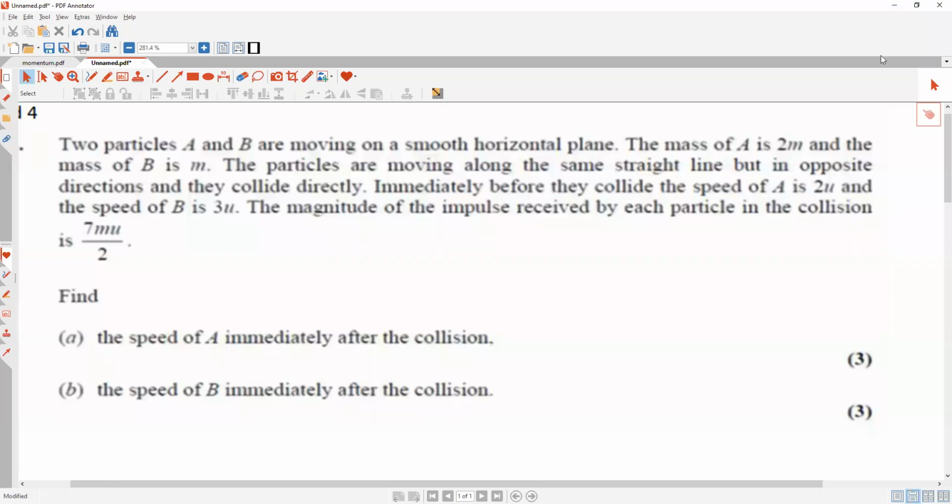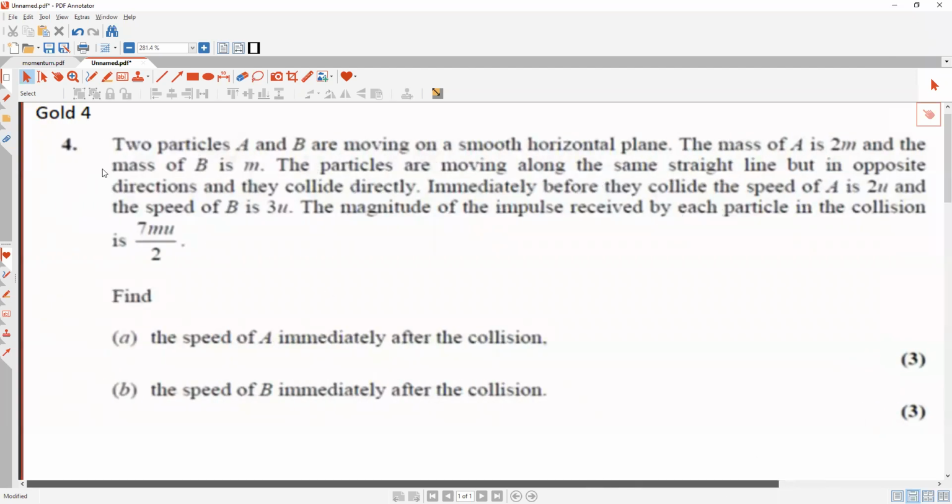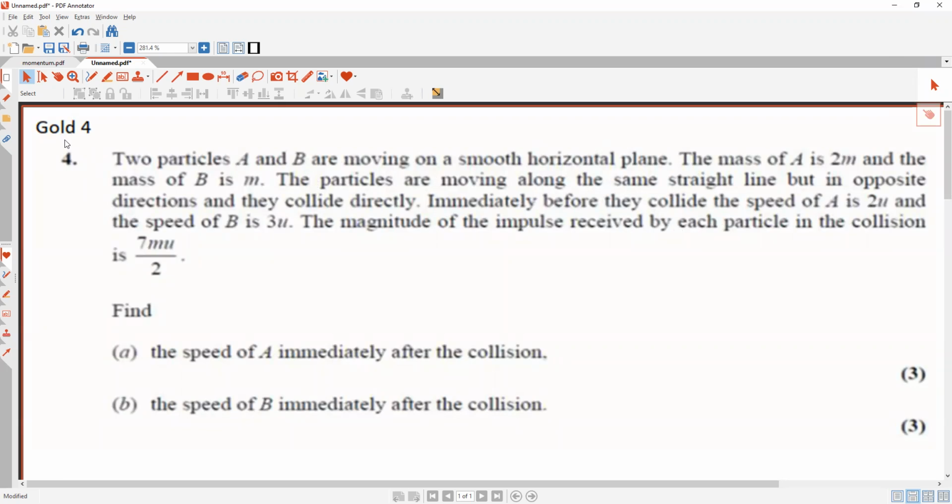So let's practice momentum. This is from the Gold 4 paper. You guys all have this paper with you, by the way. It's there in your folders.